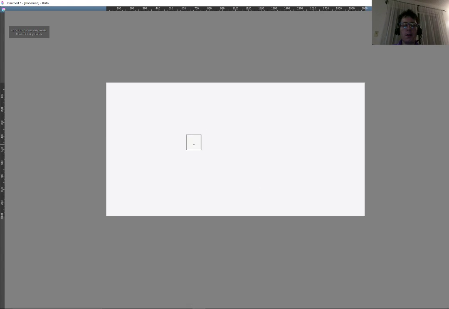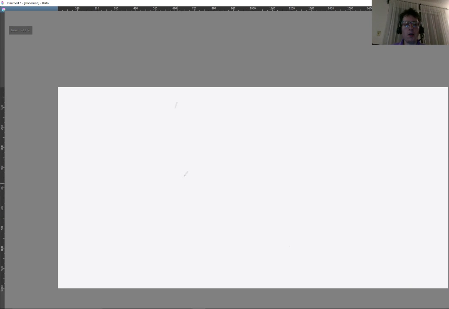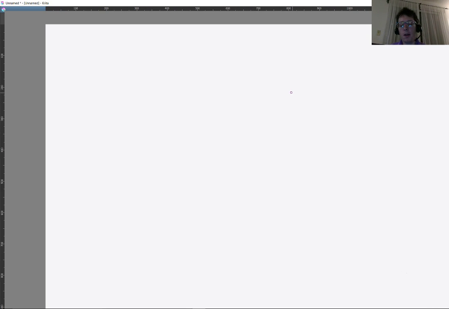Now, before we talk about two-point perspective, we have to talk about a couple other mathematical things. In particular, the humble square and the crop factor and what a crop factor is. Let's start off with our humble square.